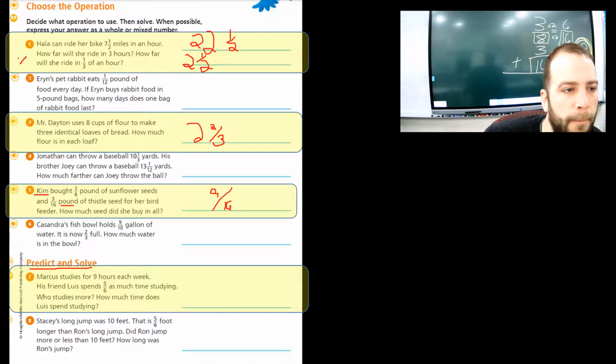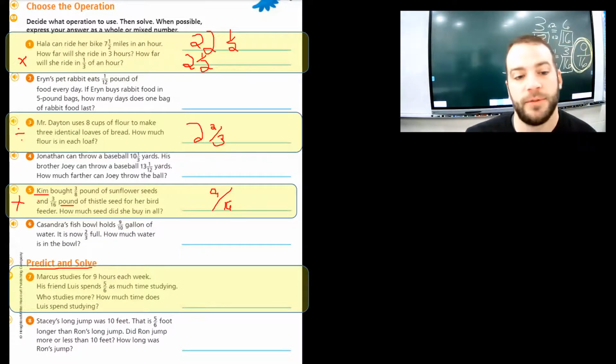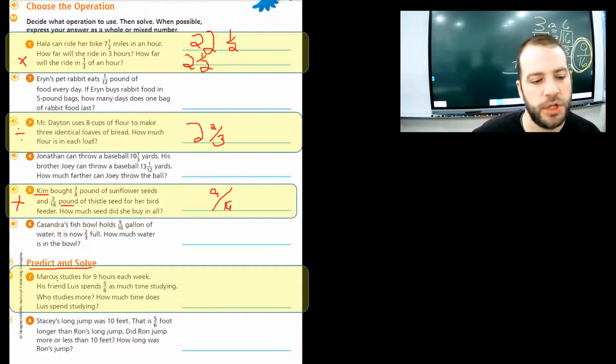This was multiply. This was divide. This was add. I know you think you know what the next pattern is. We'll see. Marcus studied for 9 hours each week.